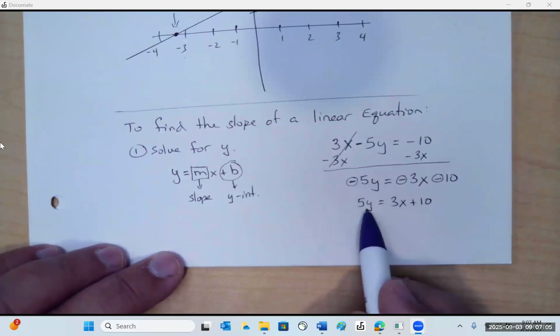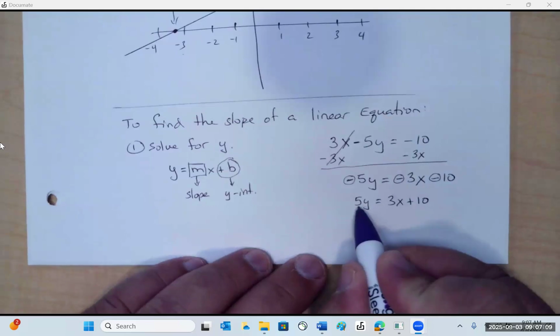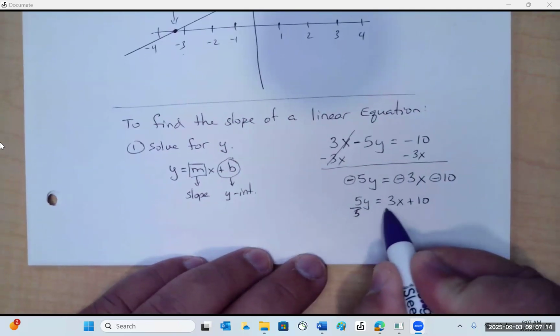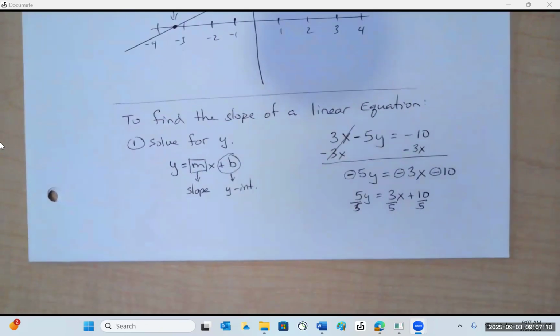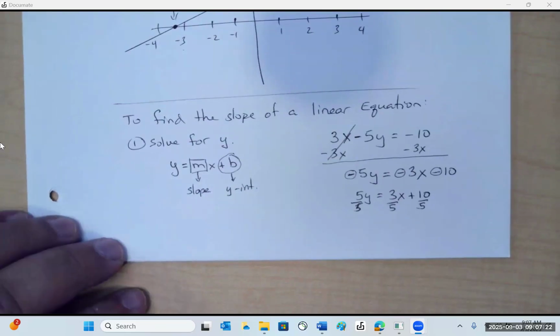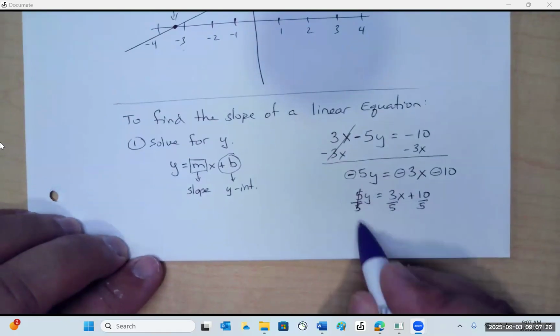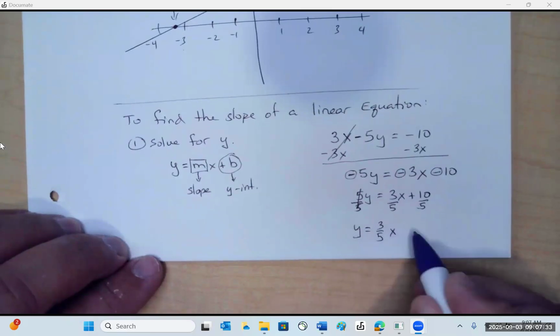So it becomes positive 5y, positive 3x, positive 10. Now we divide by 5 each term separately. Divide each term by 5. So the 5's cancel there. So we have y equals 3 over 5 x plus 10 divided by 5 is 2.